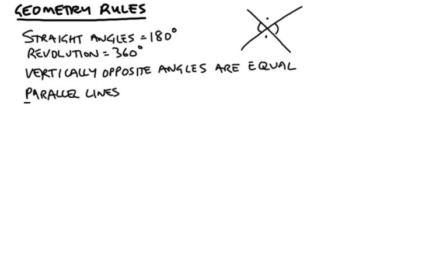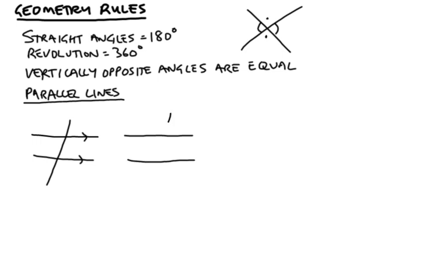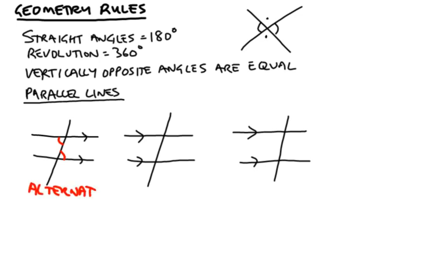Parallel lines, the three rules you'll recall are based on parallel lines cut by a transversal, and you've got three versions of those. Let's just check them out. Pretend I can draw properly. Okay, so here we have these two alternate angles on parallel lines are equal.